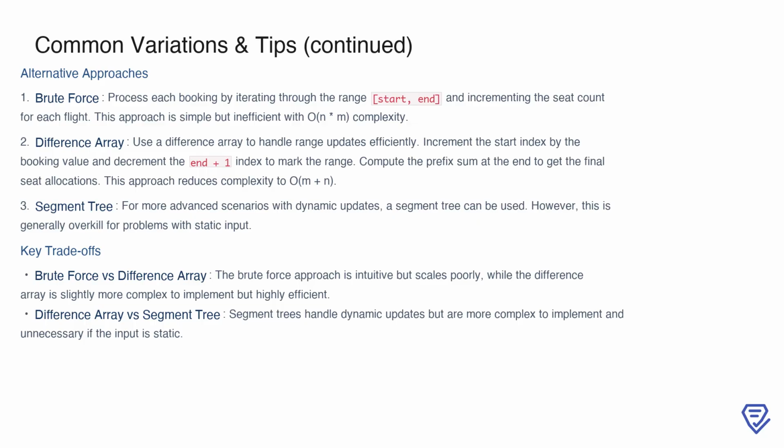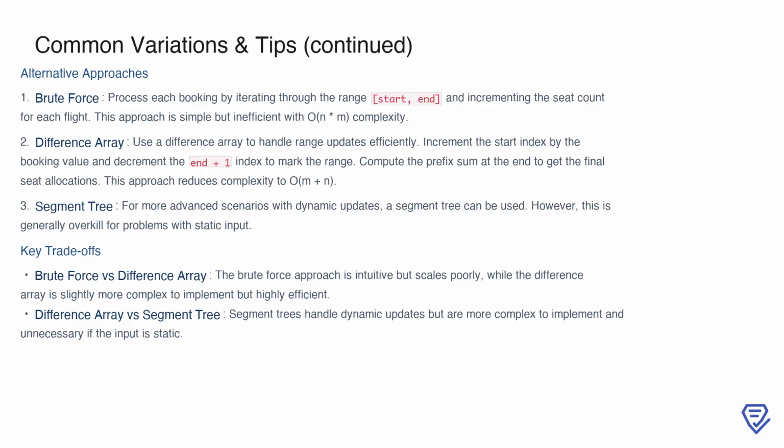A more optimized solution is to use the difference array technique, which handles range updates efficiently. By incrementing the start index and decrementing the end plus 1 index, you can mark the range and then compute the prefix sum to get the final seat allocations. This reduces the complexity to O(m plus n). For more advanced scenarios, such as when dynamic updates are required, a segment tree can be used. However, this is typically overkill for problems with static input.